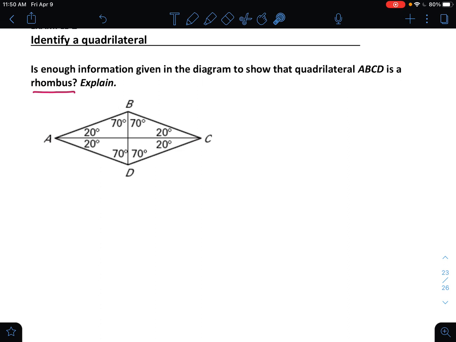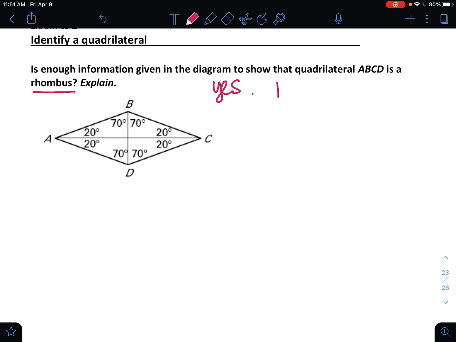So I can't go straight to a rhombus, because the only way I can go straight to a rhombus is if I know the 4 sides are equal, and I don't have any information on sides. So I am going to get there with those 2 ideas: it being a parallelogram, and then the diagonals bisecting angles. So is enough information given? Yes.